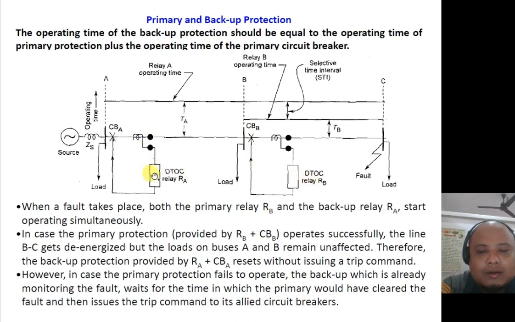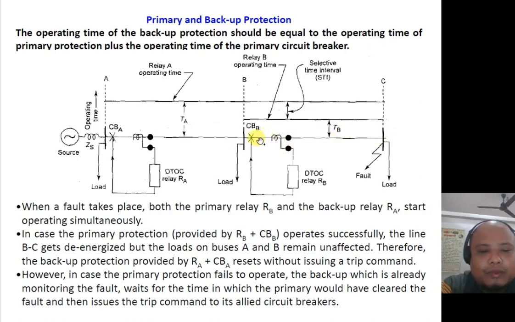Okay. Operation starting time will be simultaneous. Simultaneously they will start as soon as there is a fault at any point in the line. Now, in case primary protection provided by this RB plus CBB operates successfully, the line BC will be de-energized. Because the fault is in this line section, this circuit breaker will open and this line section will be disconnected, de-energized.